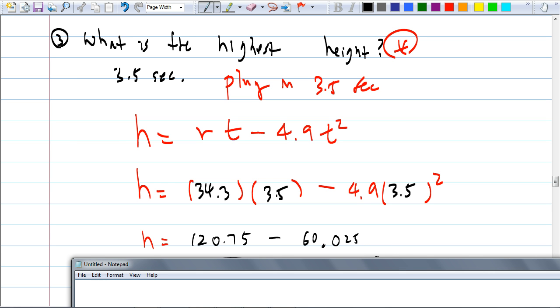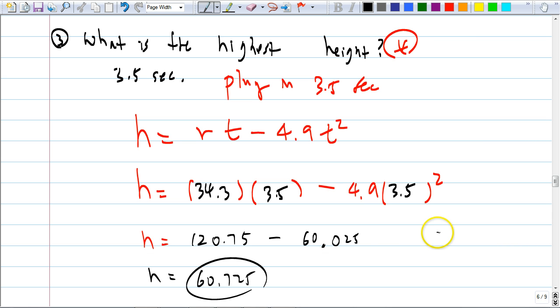What did you get? Hold up. 60.025. There you go. What was it? Meters? Yeah, meters. Okay. So that's the highest height, correct? Yes. After 3.5 seconds, the arrow will be at this height, 60.025 meters. Does that make sense? Also, do you multiply it? Yeah, T squared means 3.5 times 3.5. Yeah, 60.025, right?